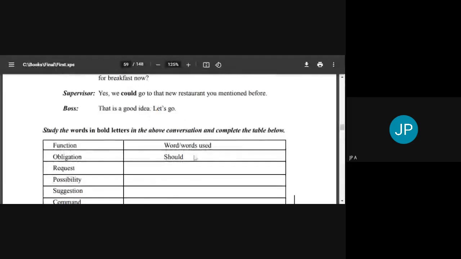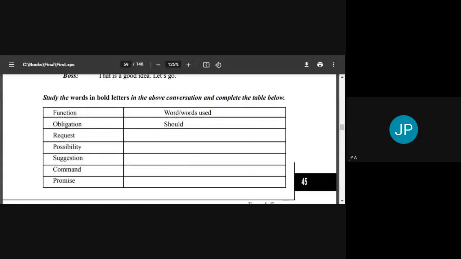So you can write down these social functions and the words that have been used in the table. These are the words that we used in this conversation, and these are the functions that these words have. Okay. On the left hand side, they are the social functions. That is the social function of obligation, the social function of request, the social function of possibility, suggestion, command, promise, etc.